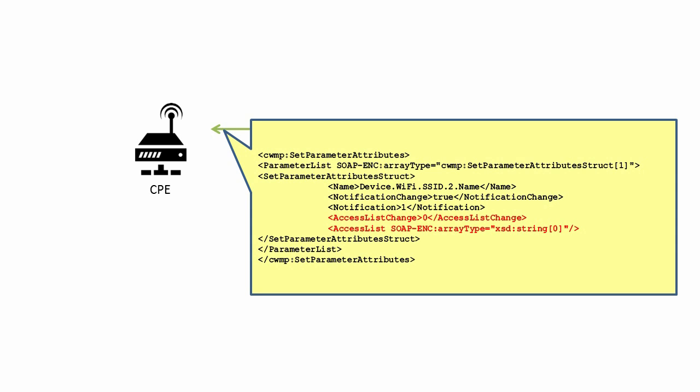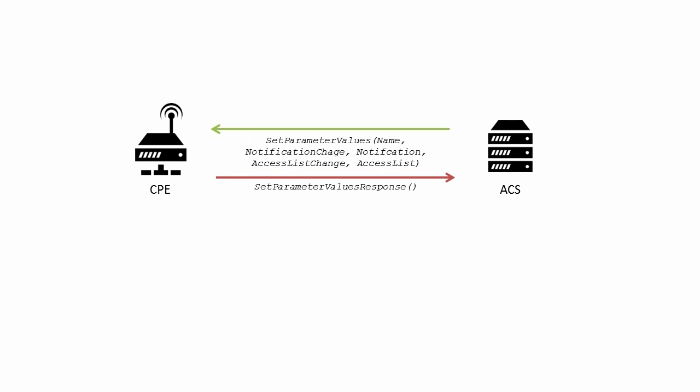The CPE must only understand the value of subscriber for access list, but it must store this value regardless of what the ACS sets. Any other values are undefined and must be handled in a non-standard way. The setParameterAttributes response contains no arguments.